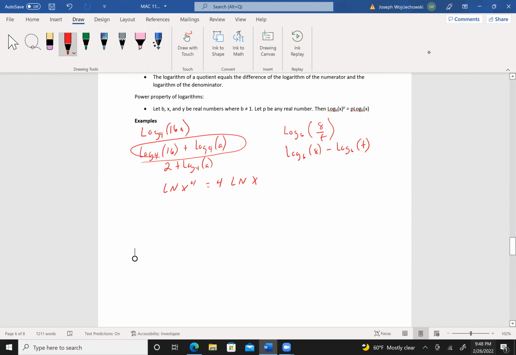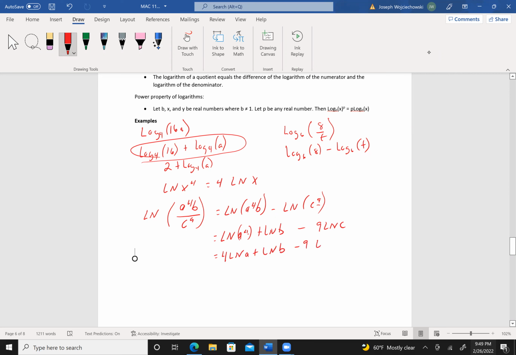So now let's look at something a little more complex. How about the natural log of a to the 4th b over c to the 9th? So I'm looking at the natural log of a to the 4th times b minus the natural log of c to the 9th. Okay, so let's break this down some more. This is the natural log of a to the 4th plus the natural log of b minus 9 times the natural log of c, right? Exponent of 9. Now we can get rid of this exponent here. 4 times the natural log of a plus the natural log of b minus 9 times the natural log of c.